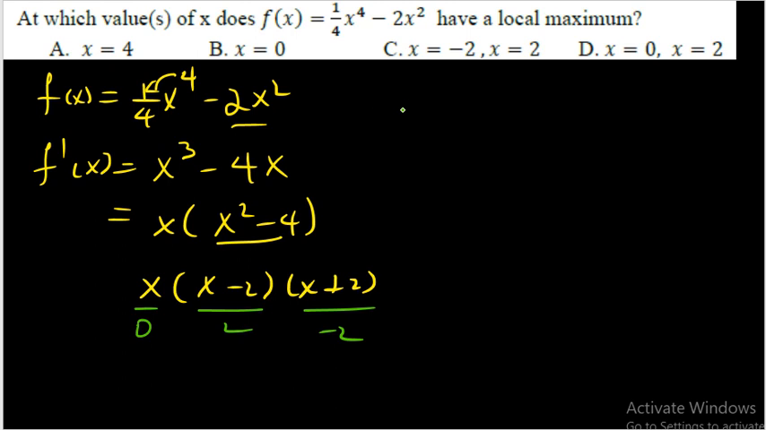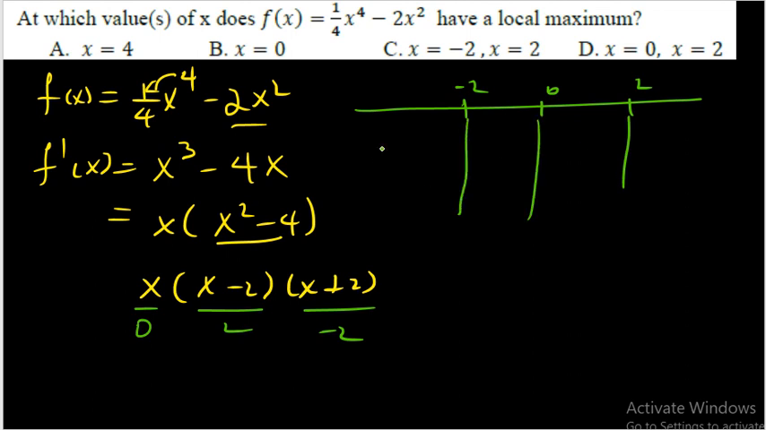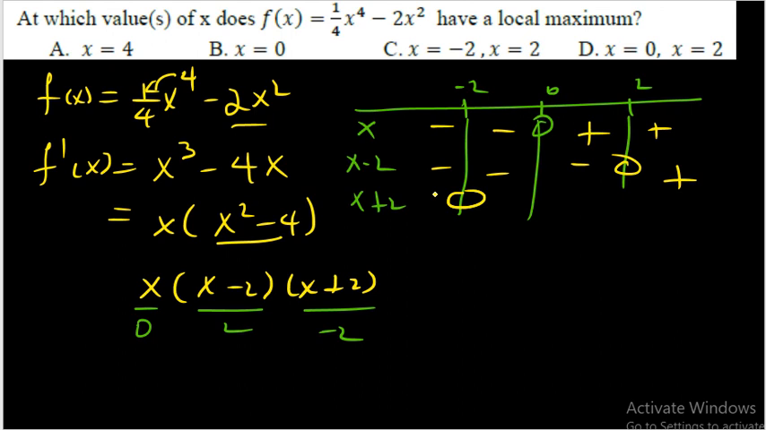Okay, let's construct a sign chart. First -2, and then 0, and then 2. We have to write in order. And what are the three factors? Just x, x minus 2, and x plus 2. So x will be 0 at 0, less than it is negative, and greater than it is positive. The same way this one here at 2. Okay, and this one will be here.